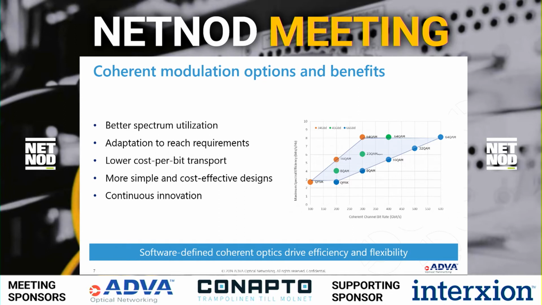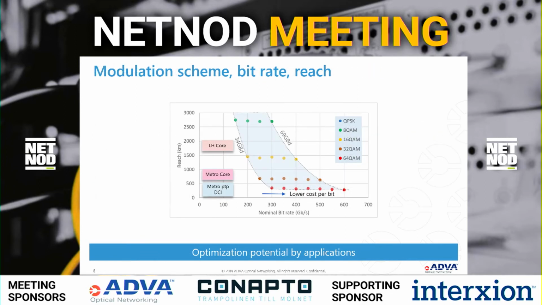We could turn this around. And now we have on the x-axis the nominal bit rate, and on the y-axis we have the reach.